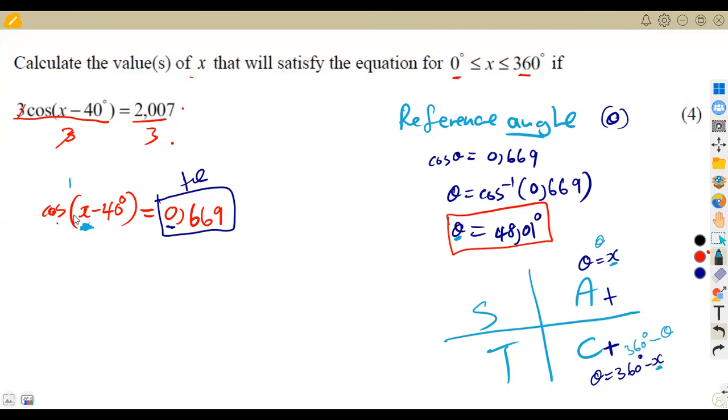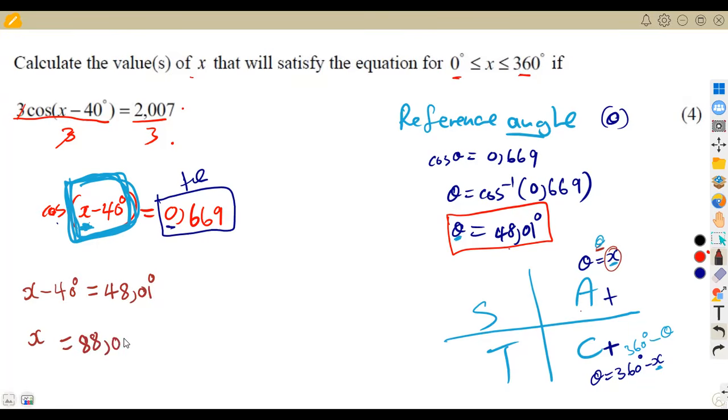So meaning to say this angle represents our actual angle, because this is the one that represents your actual angle in this case. You are going to say from the first quadrant, your actual angle of x minus 40 degrees must be equal to, in the first quadrant, we take the reference angle as it is. So we are going to take our reference angle as it is, 48.01 degrees. So we can have our x. Solve an equation, transpose to this side. That means you are going to add. So you are going to obtain 88.01 degrees. All right, so that's the first x.